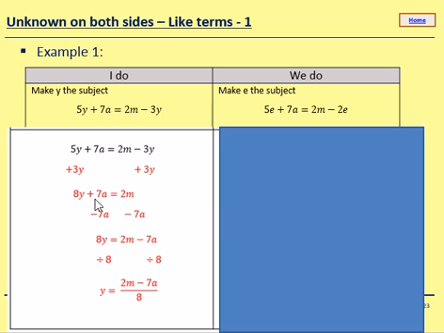So I want to get rid of the 7a now. So I'm going to do the opposite. I'm going to take away 7a from both sides. So 8y equals 2m, take away 7a.